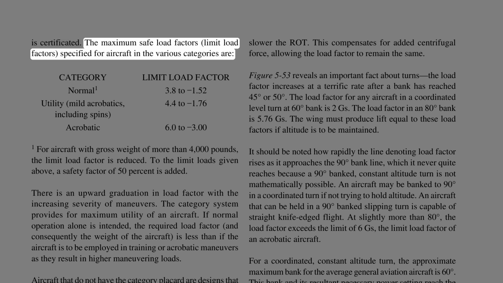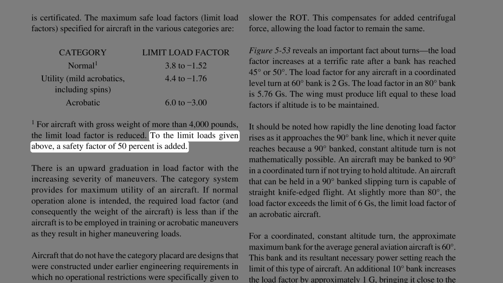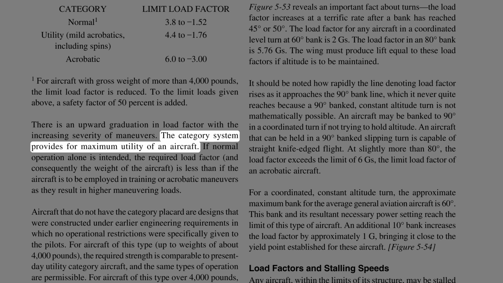The maximum safe load factors, limit load factors, specified for aircraft in the various categories are 1. For aircraft with gross weight of more than 4,000 pounds, the limit load factor is reduced. To the limit loads given above, a safety factor of 50% is added. There is an upward graduation in load factor with the increasing severity of maneuvers. The category system provides for maximum utility of an aircraft.